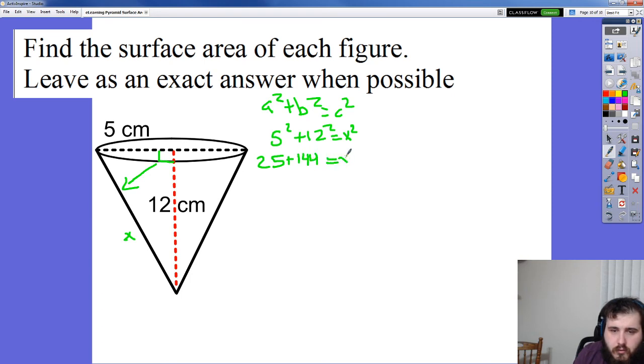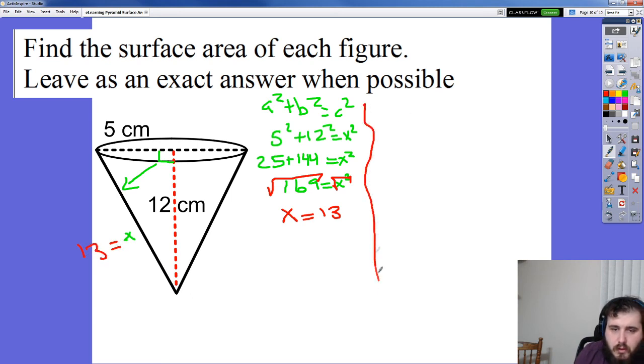And again, notice the way I'm writing it. I'm writing the whole thing down. It'll help. And when you square root both sides, you end up with a whole number. I did construct this to get a whole number answer, 13. So your slant height's 13, and now you can just do the problem as before.